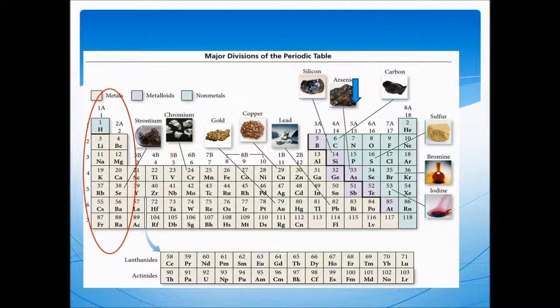The nonmetals are found on the right-hand side of the periodic table, and these are poor conductors of heat and electricity. And when they undergo chemical reactions, they tend to gain electrons to form negatively charged ions called anions. In between the metals and the nonmetals are the metalloids, which have certain characteristics of metals and certain characteristics of nonmetals. And examples of metalloids are silicon, arsenic, and antimony.